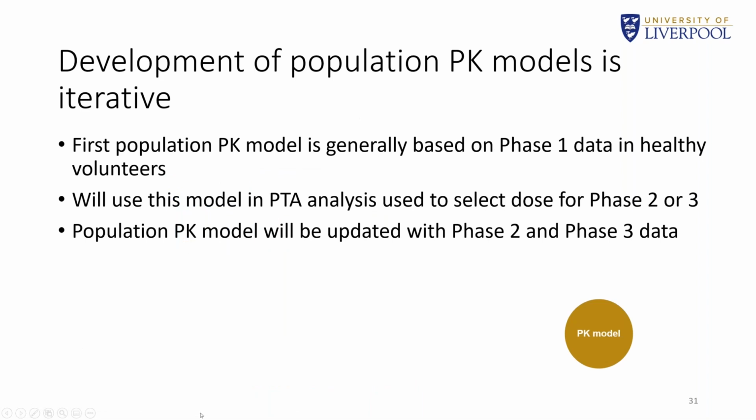So the way we develop our population model is iterative. We first tend to develop the population PK model based on phase 1 data in the healthy volunteers. And we use this data to model PTA analysis to select our doses for phase 2 and 3. But then once we get more emerging data from phase 2 or 3, we'll update our population PK model further with that data, rerun our PTA analysis, and potentially even modify the dose between these phases.